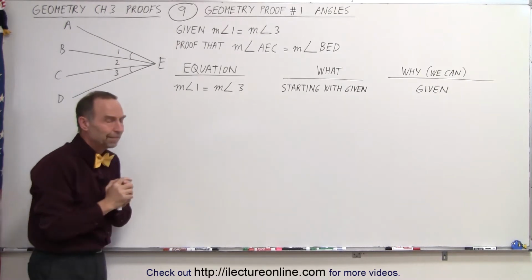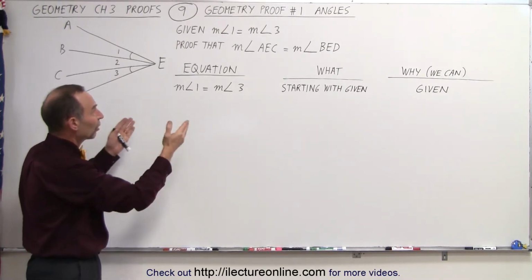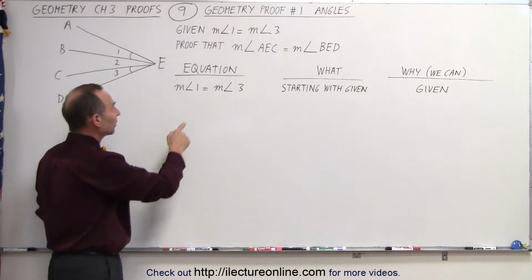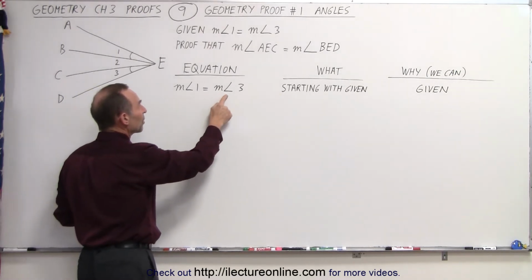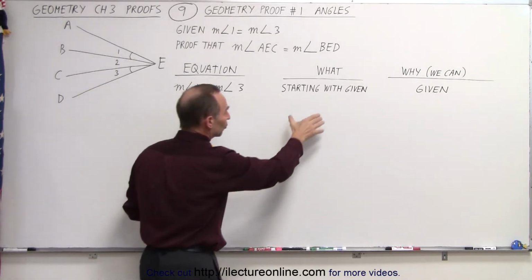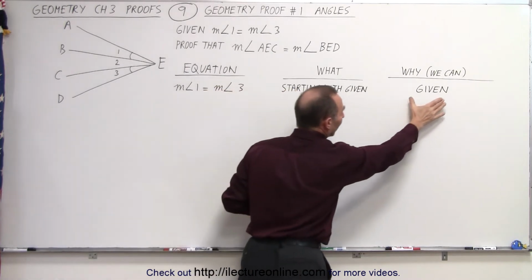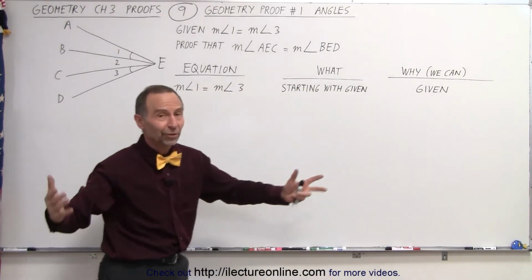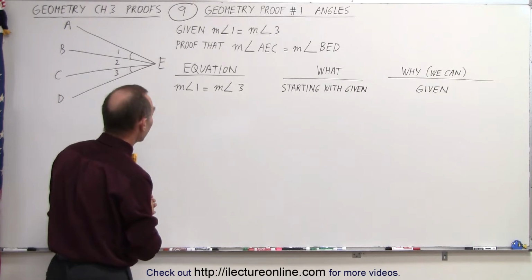So how do we prove that? Well, first of all, we start with what is given. We know that the measure of angle 1 equals the measure of angle 3. We can start with that because it's a given. And why can we do that? Well, it's a given. We don't have to prove that. They told us that is the case.